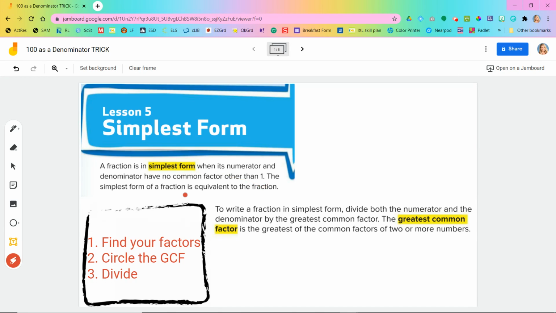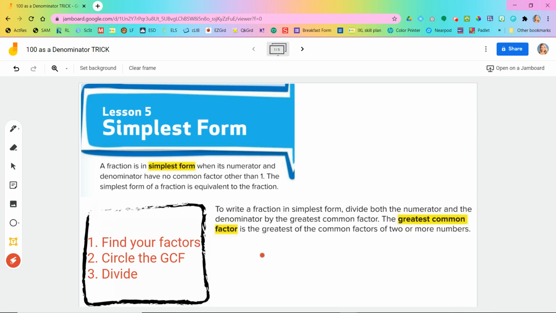The simplest form of a fraction is also equivalent to that fraction because we follow that golden rule. It tells you right here to write your fraction in simplest form, divide both the numerator and the denominator by the greatest common factor. The greatest common factor is the greatest of the common factors of 2 or more numbers. These 3 steps sum up what it just told you here.